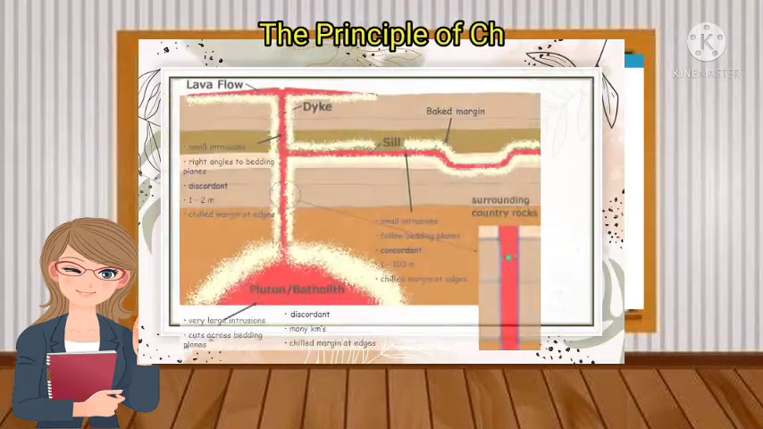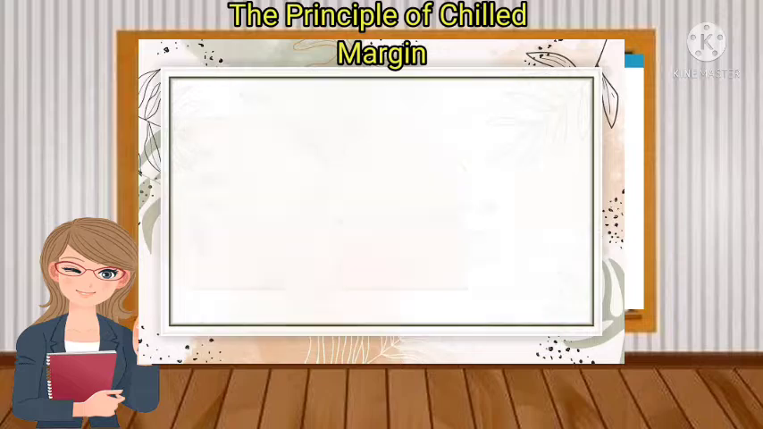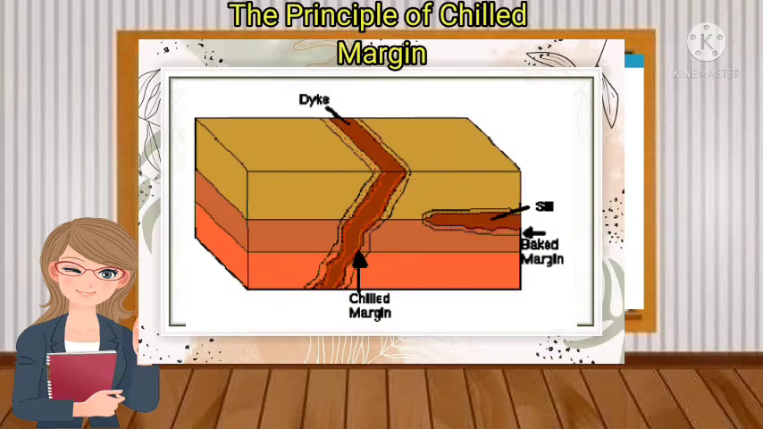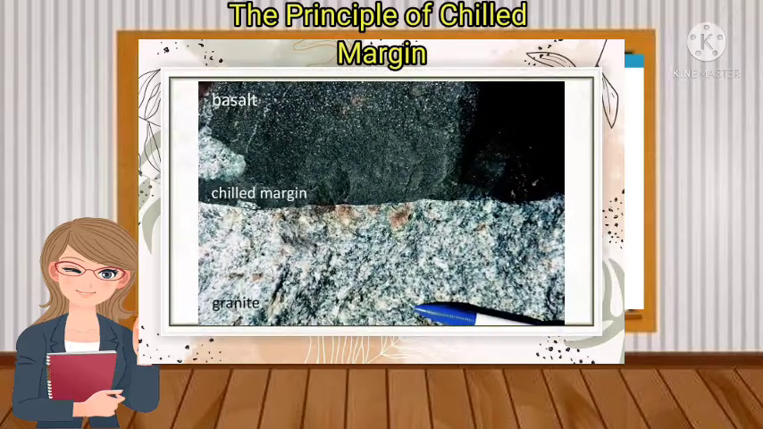And the principle of chilled margins. When hot magma intrudes into a cold country rock, the magma along the margin of the intrusion will cool more rapidly than the interior. So fine-grained or glassy rocks will be along the margin, whereas coarser grains will occur farther away from the margin, just like you see in the picture.